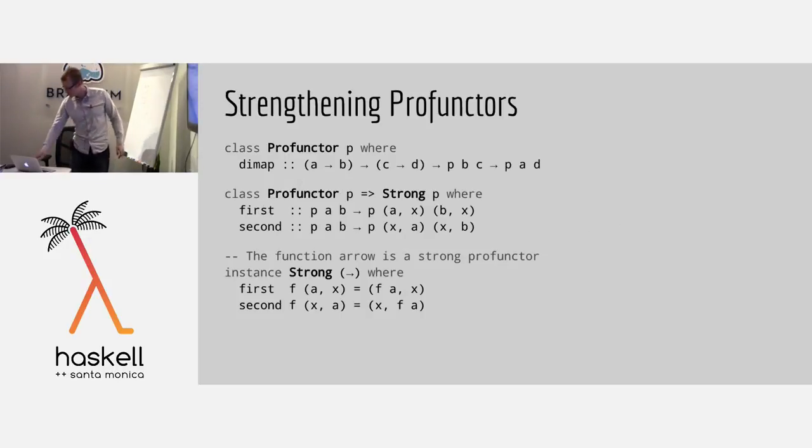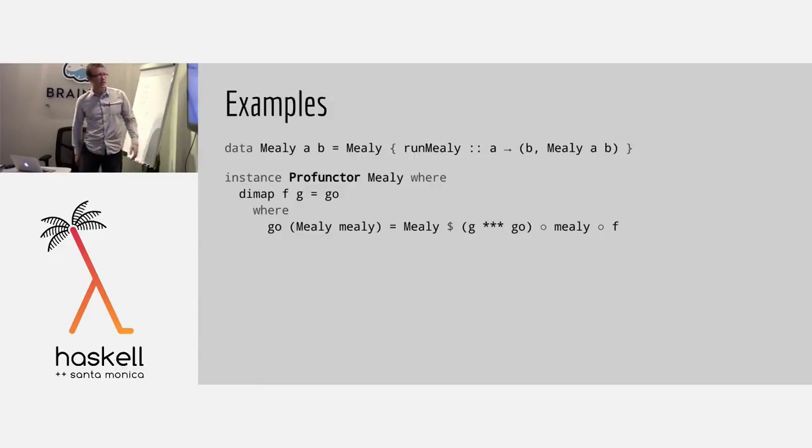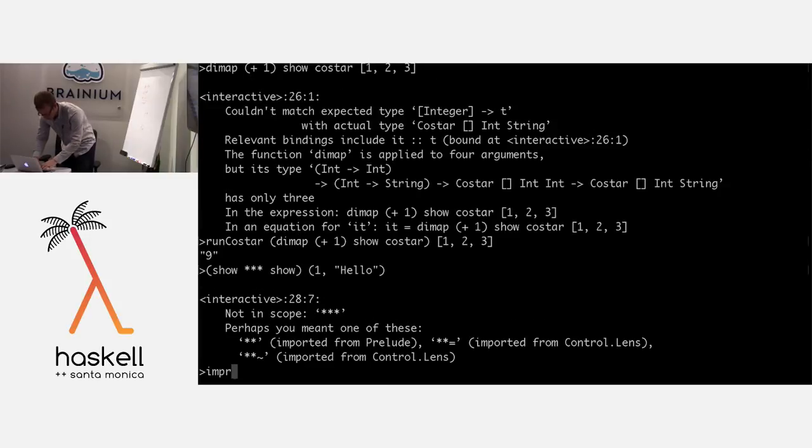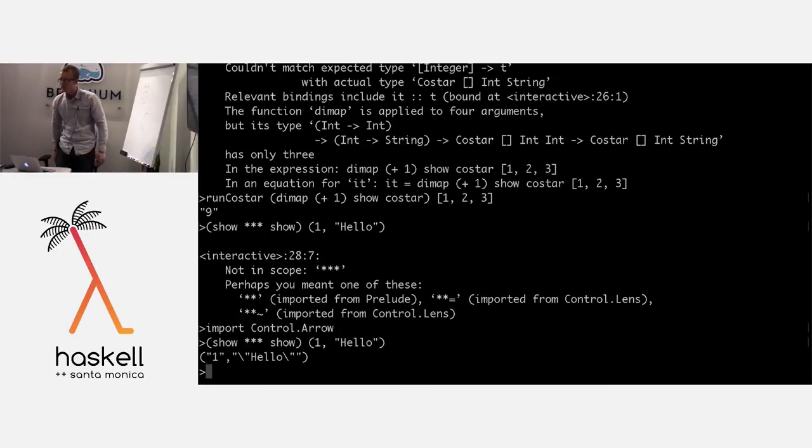Explain that star in there. Oh, this is out of base, right? This is out of control arrow. So if I have two functions, I can join them together with a triple star, and it applies them separately to the arguments of a tuple. And I need to import control arrow. So I apply the left-hand thing to the left-hand thing, the right-hand thing to the right-hand thing.